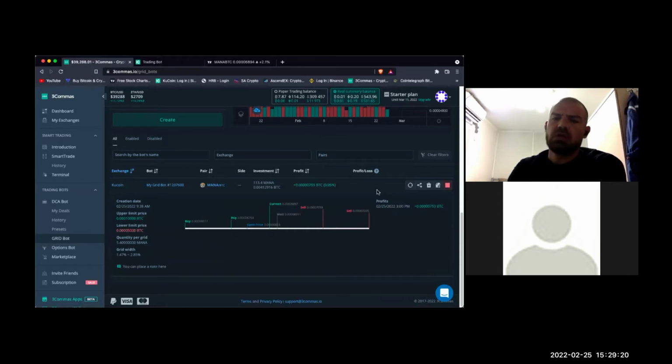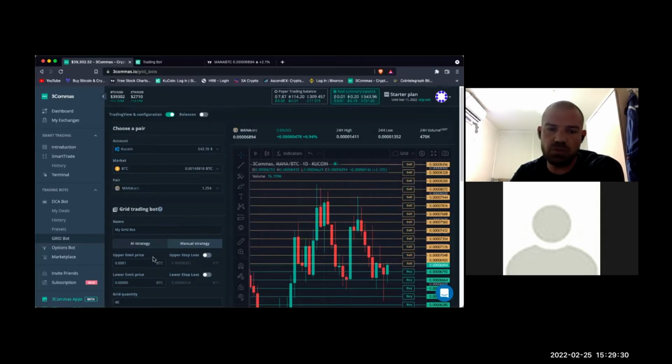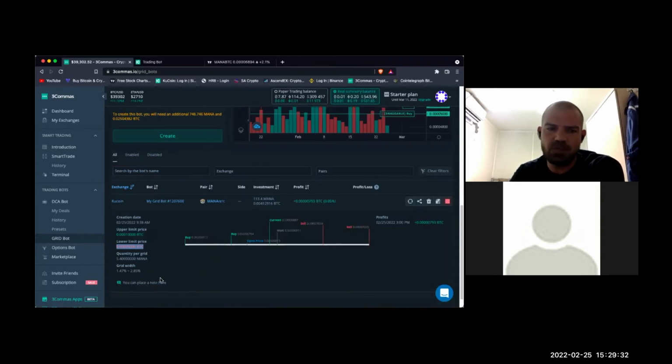So here's a bot I started earlier this morning for this video specifically. As you see, my upper and my lower limits are the same as I showed you here. And the grid quantity is 5.4. My grid width is 1.47 to 2.85. Here you will see a representation of where I opened it.